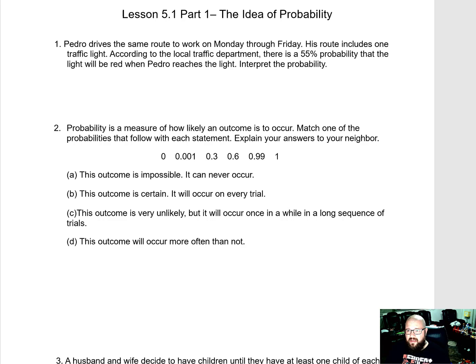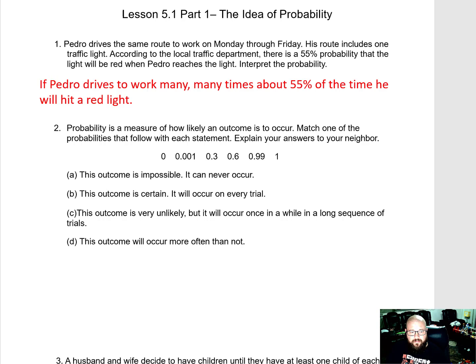So with this, it says 55% probability that the light will be red. So in other words, what it's saying is if Pedro drives to work many, many times, about 55% of the time he will hit a red light. Okay, so again, that's dealing with the law of large numbers, right? If he drives to work many, many times, about 55% of the time he will hit a red light. So in this situation, they already gave you the probability, and we're just wanting to interpret what they're talking about. Alright, so again, if Pedro drives to work many, many times, about 55% of the time, he will hit a red light.